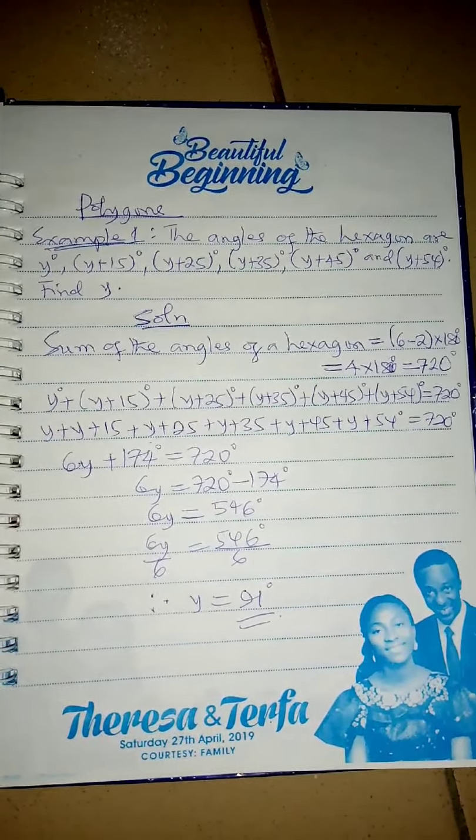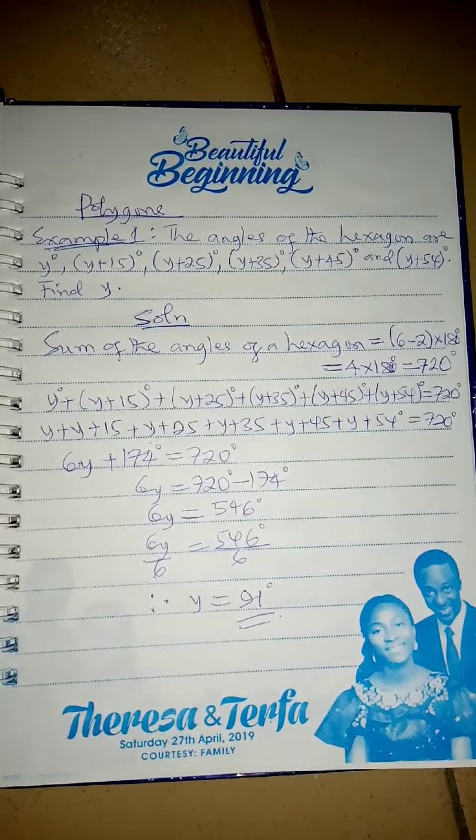Example 1. The angles of a hexagon are y plus 15 degrees, y plus 25 degrees, y plus 35 degrees, y plus 45 degrees, and y plus 54 degrees. Find y. First thing, what is a hexagon? From my examples I gave in the note, a hexagon is a polygon with 6 sides. So n is 6. Then get the total angle inside, which is the sum of the angles of a hexagon.